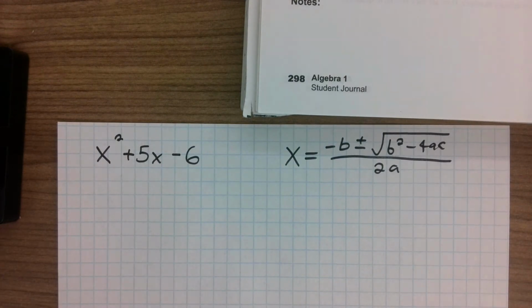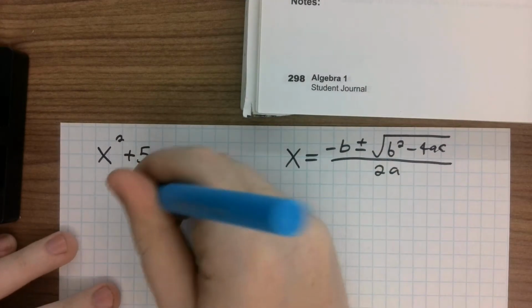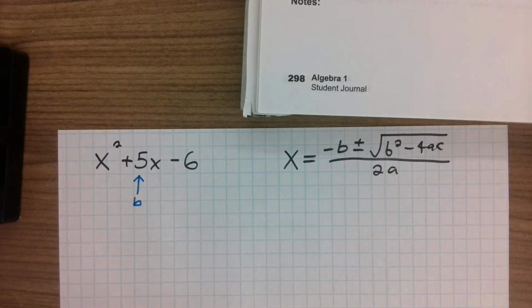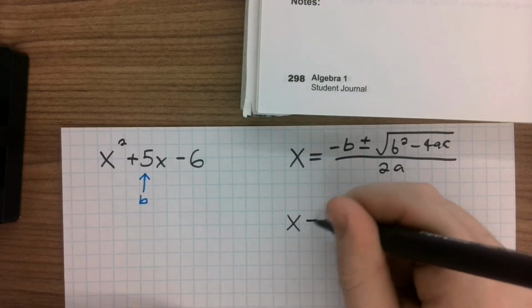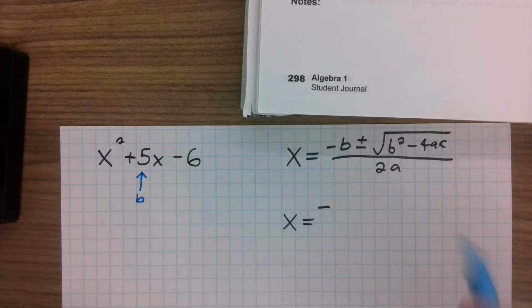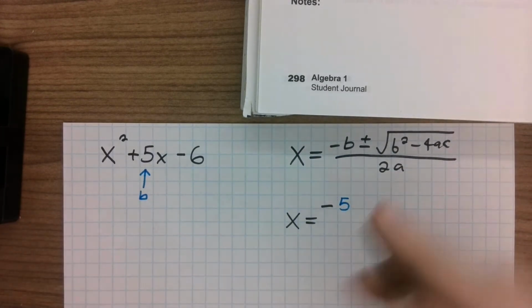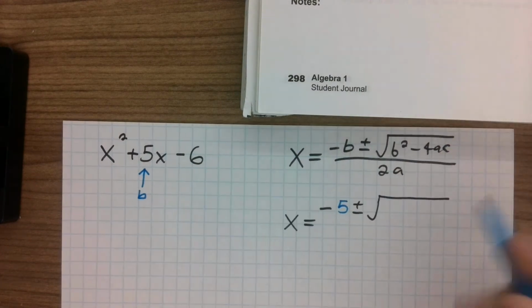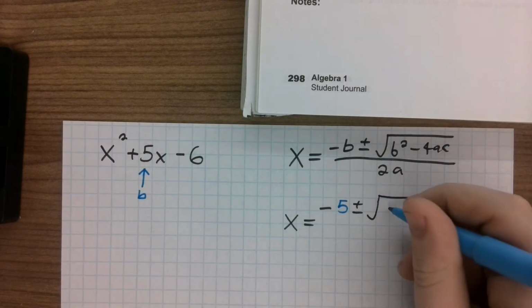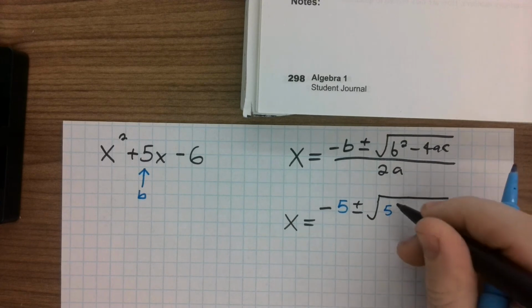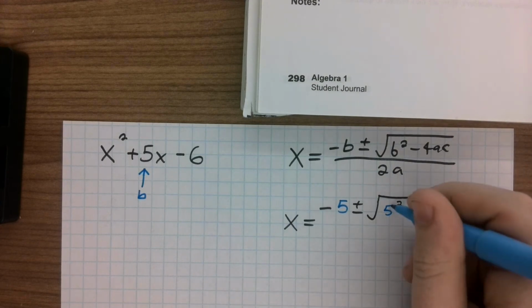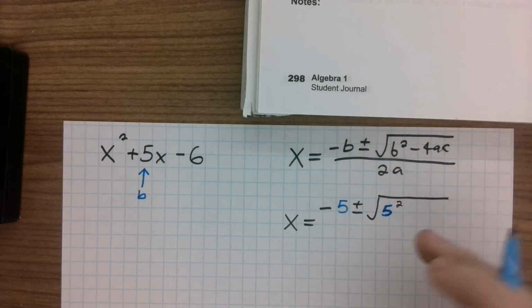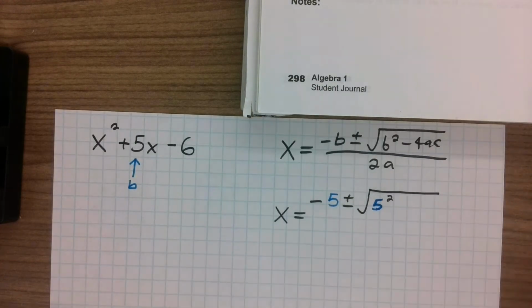So what's our b value here? Our b value is 5. That's our b, so into our formula we plug it. x is equal to negative, instead of b, we're putting 5, plus or minus the square root of b squared, well, b squared is just 5 squared. And I'm writing down every single step, but if you know that 5 squared is 25, don't waste your time writing this down, just put 25 in there.